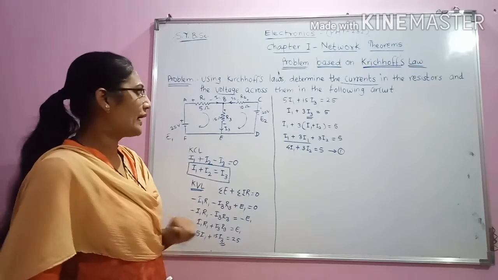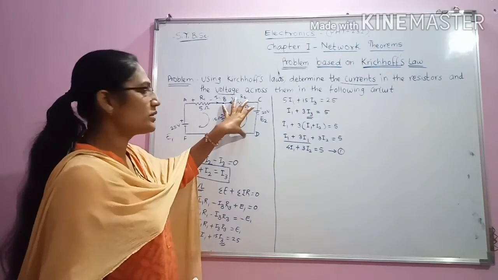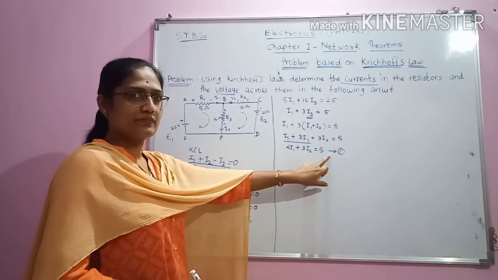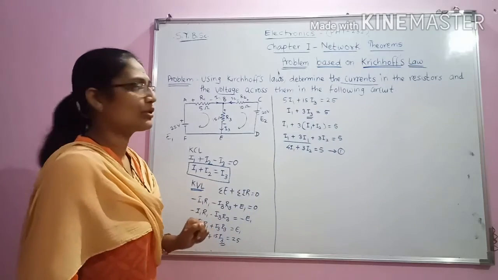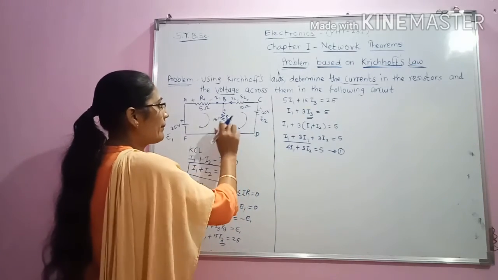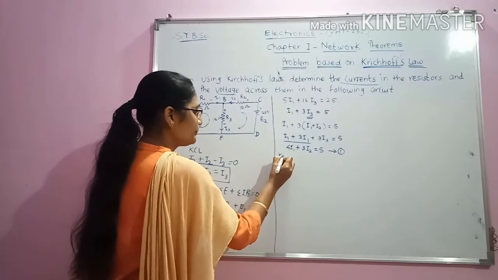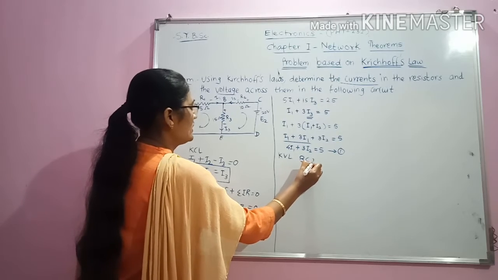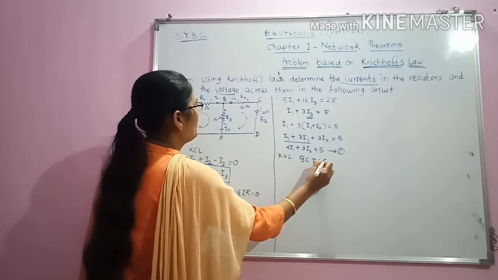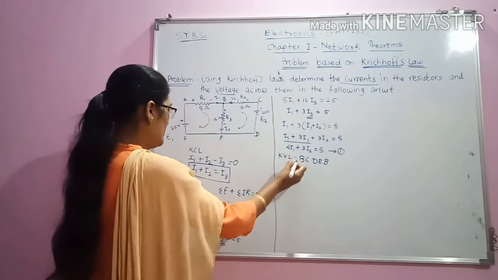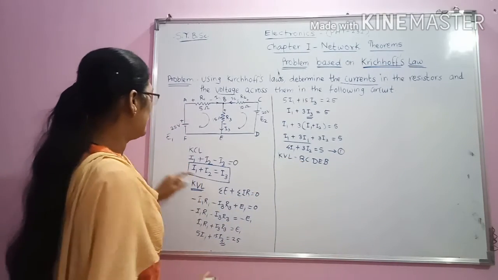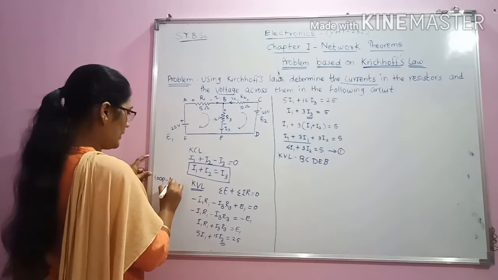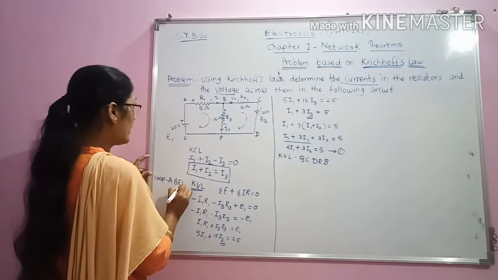Similarly, we will apply Kirchhoff's voltage law to this loop also in order to find an equation like this. That will be our second equation. So we will again apply Kirchhoff's voltage law to the circuit B, C, D, E, B. Here we have applied it to the loop by tracing the loop A, B, E, F, A.